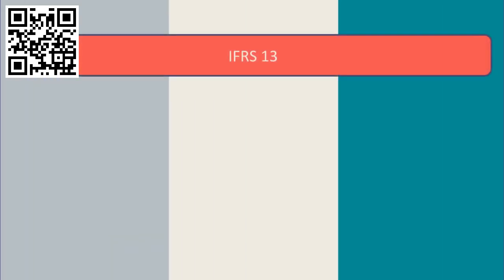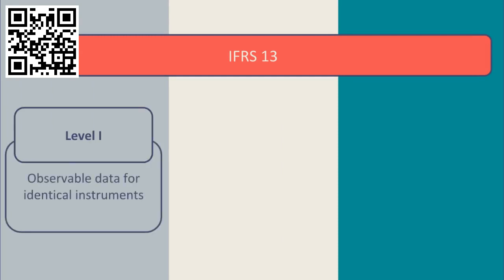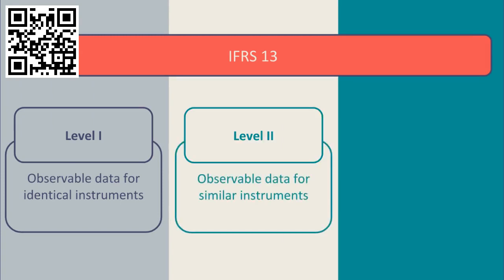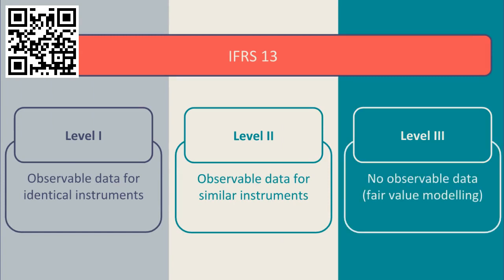So there we go, that's IFRS 13 in a nutshell, and thus we can see the key things to give consideration to. Level 1 is identical transactions for observable data. Level 2 is similar transactions for observable data. And level 3 is where there's no observable data, and thus we have to use a fair value model. And as we progress from level 1 to level 2 to level 3, we see the level of risk increasing.